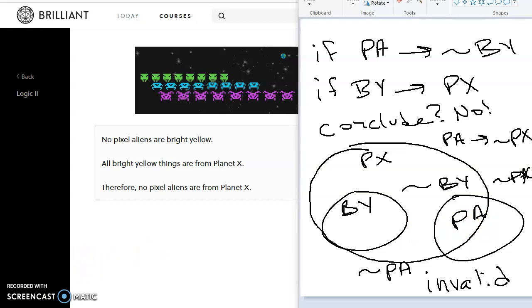And a counterexample that I could use to prove this is to say, okay, I have a pixel alien who is blue. While he's not bright yellow, he could still be a blue planet Xian, right? Just because all yellow things are from planet X does not mean that all planet X things are bright yellow. That's an important statement. Just because bright yellow implies planet X does not mean that planet X is only bright yellow. It's not a biconditional.